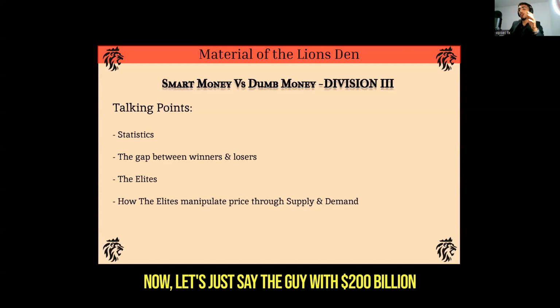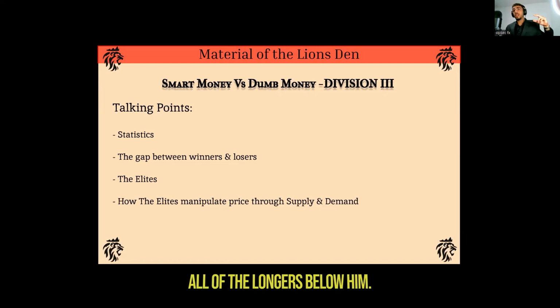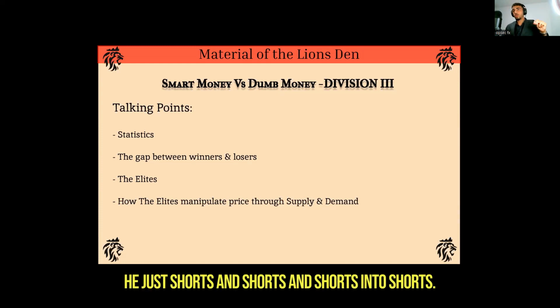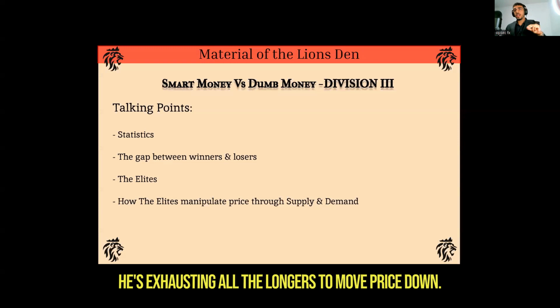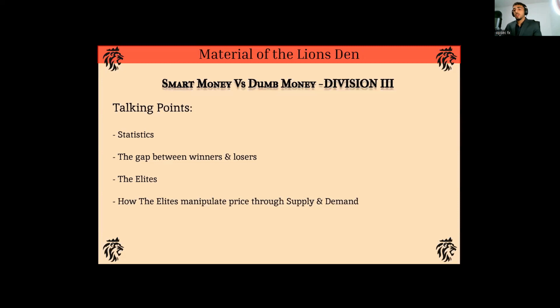Now, let's just say the guy with $200 billion thinks, okay, I have a lot of money, more than the daily traded volume of this asset. I can definitely manipulate this price. And he tries to bring the price down. So he goes ahead and he facilitates all of the longers below him. He just shorts and shorts and shorts into longs. He's exhausting all of the longers to move price down. Now, he thinks it's going to move price down because that's how it's supposed to be.